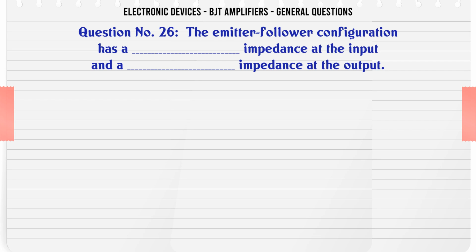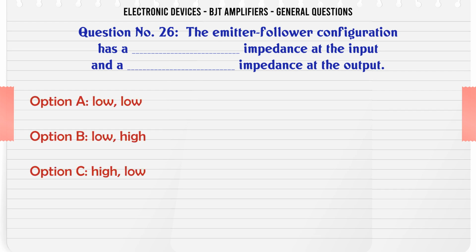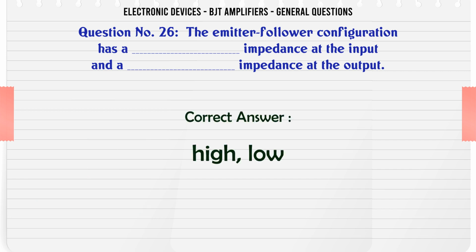The emitter follower configuration has a impedance at the input and a impedance at the output. A. Low, low. B. Low, high. C. High, low. D. High, high. The correct answer is high, low.